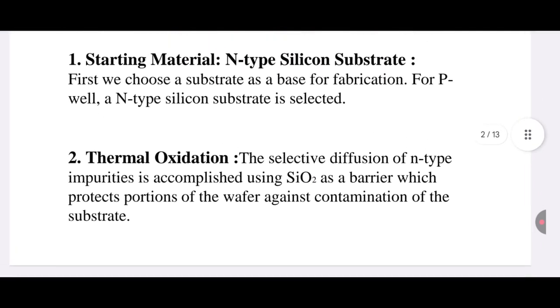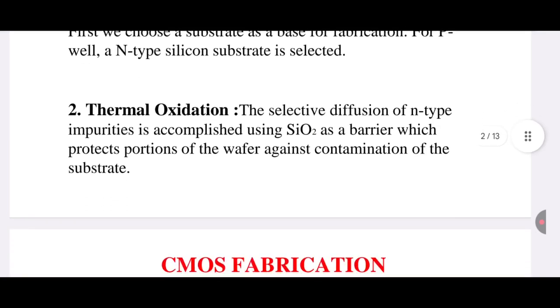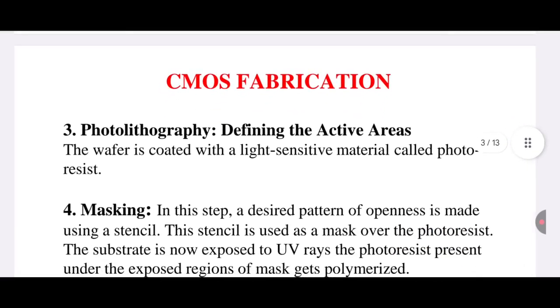And the next step is we have to deposit thick silicon dioxide all over the surface in order to protect it from contamination, which is known as the thermal oxidation process. Then we will move on to the next step, that is photolithography, where we deposit a light sensitive material known as photoresist. It will allow the remaining wafer to be exposed to UV radiation, so that we define the active regions for formation of various terminals like gate, source and drain.